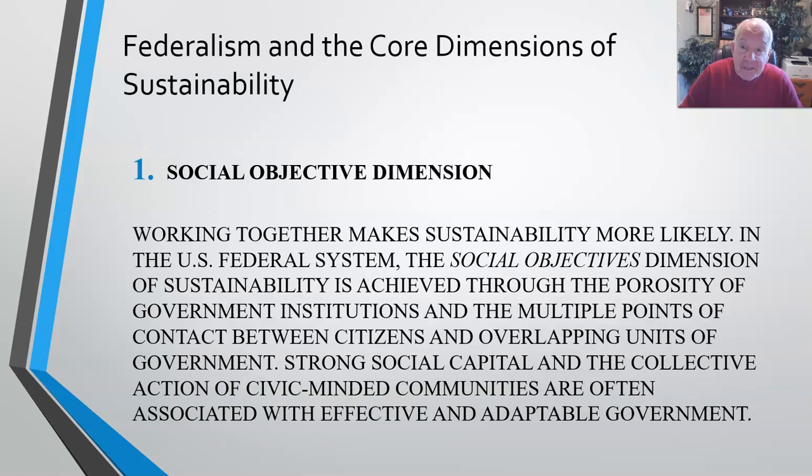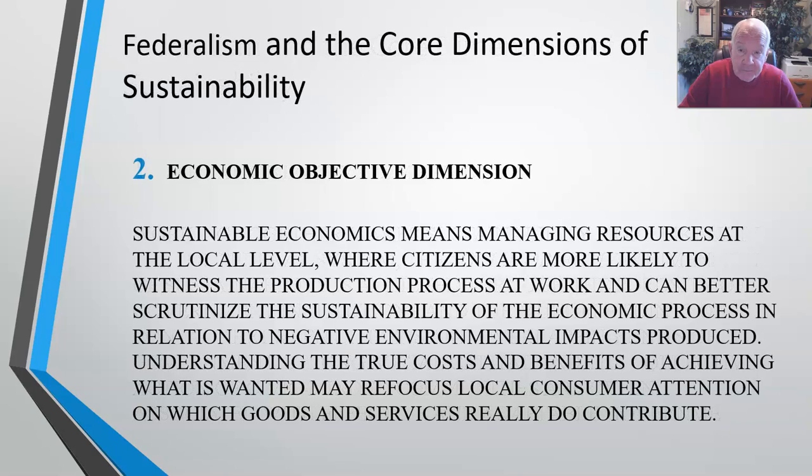Federalism and the core dimensions of sustainability. The social objective dimension. Working together makes sustainability more likely. In the U.S. federal system, the social objectives dimension of sustainability is achieved through the porosity of government institutions and the multiple points of contact between citizens and overlapping units of government. Strong social capital and the collective action of civic-minded communities are often associated with effective and adaptable government.